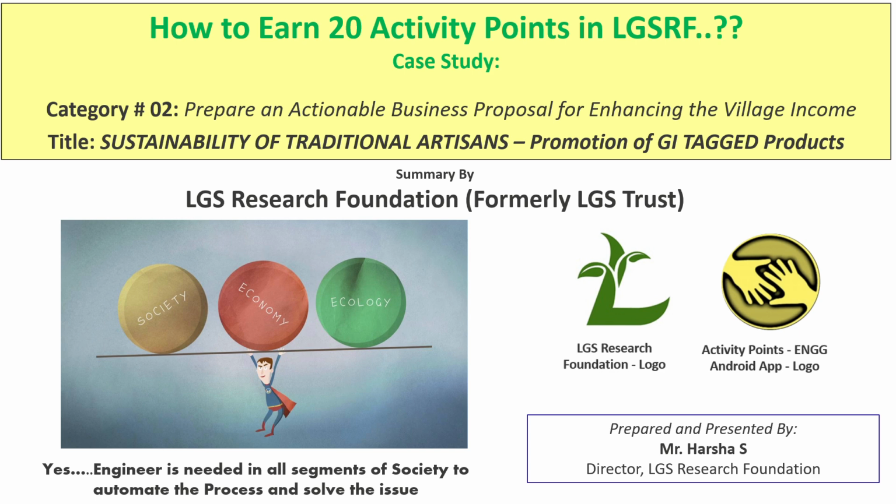That means I'm summarizing the processes to be followed to earn 20 activity points by taking an example of category number 2. Suppose a student has selected the activity category number 2, prepare an actionable business proposal for enhancing the village income. Then LGS Research Foundation has the title Sustainability of Traditional Artisans, Promotion of GI tag products. How a student can earn 20 activity points under this title, that I will be explaining in this video.